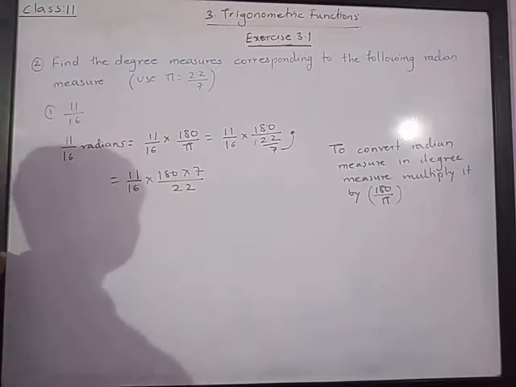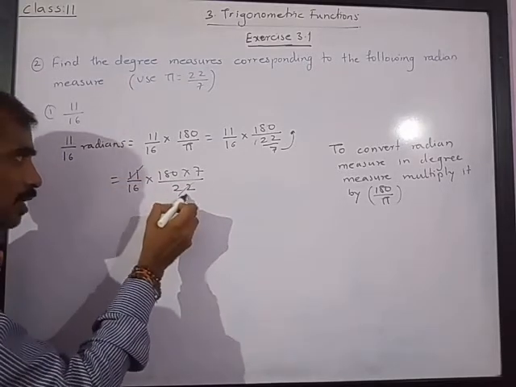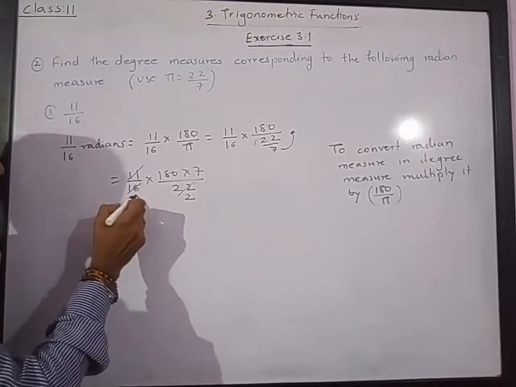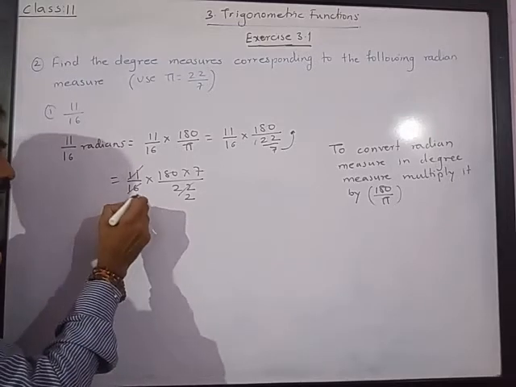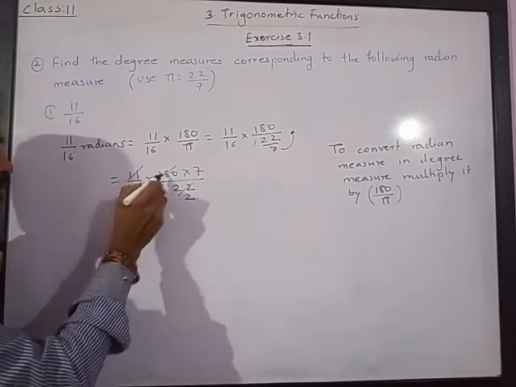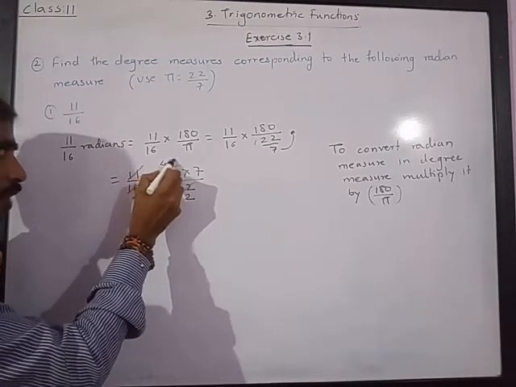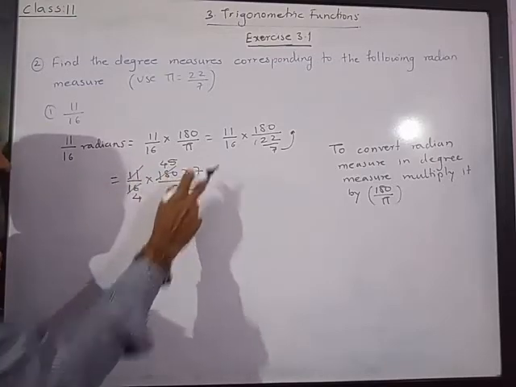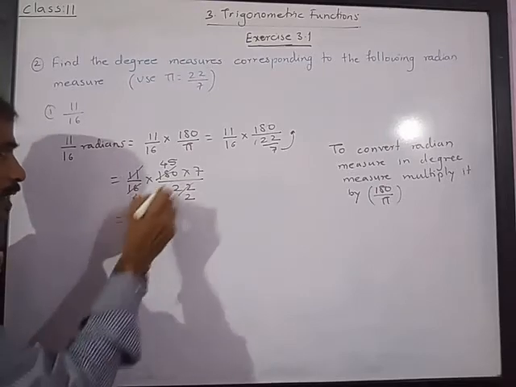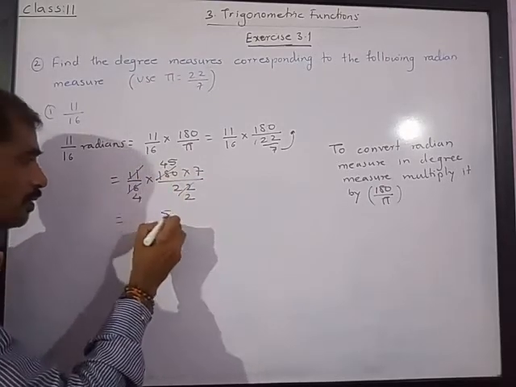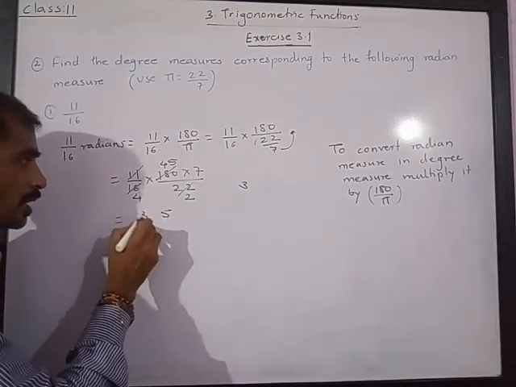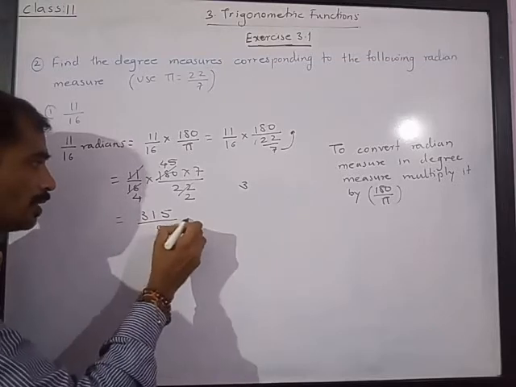Now see, this number is reducible. 11 ones are 11, 11 twos are 22. Or you can take directly 4 4s are 16, 4 4s are 16, 4 5s are 20. So this is equal to 45 into 7 upon 8. So this is equal to 45 times 7, 7 5s are 35, 3 carries, 7 4s are 28, 28 plus 3, 315 upon 8 degrees.